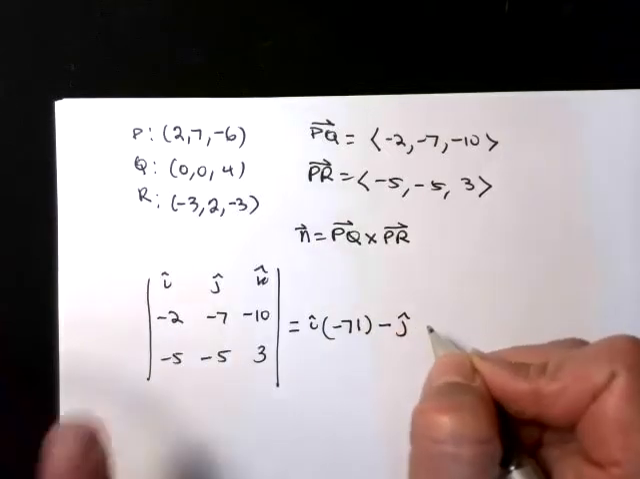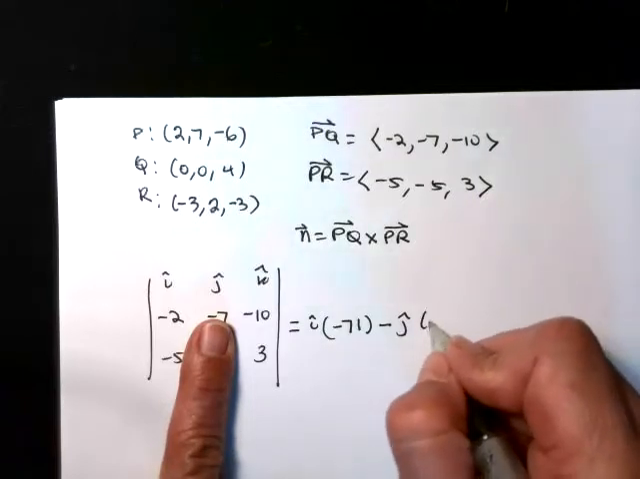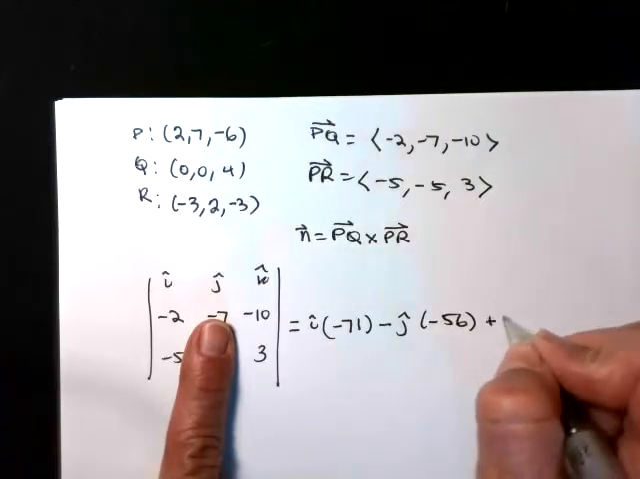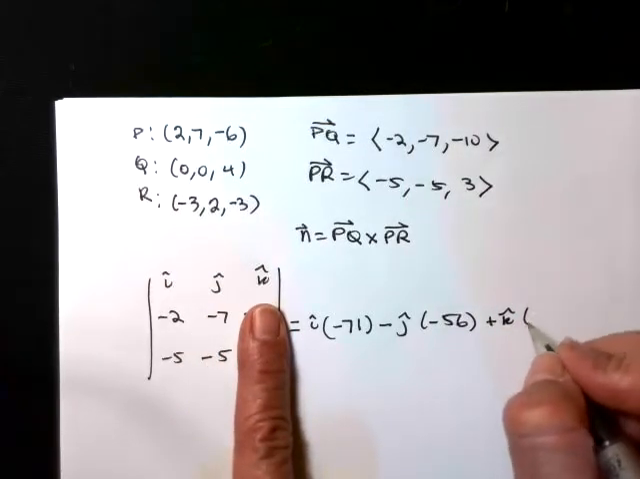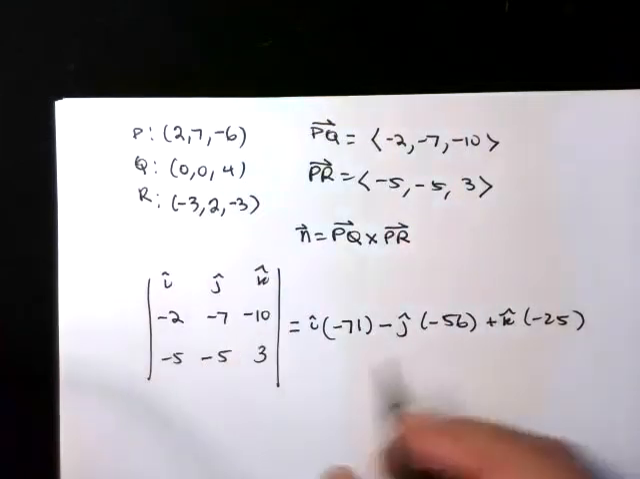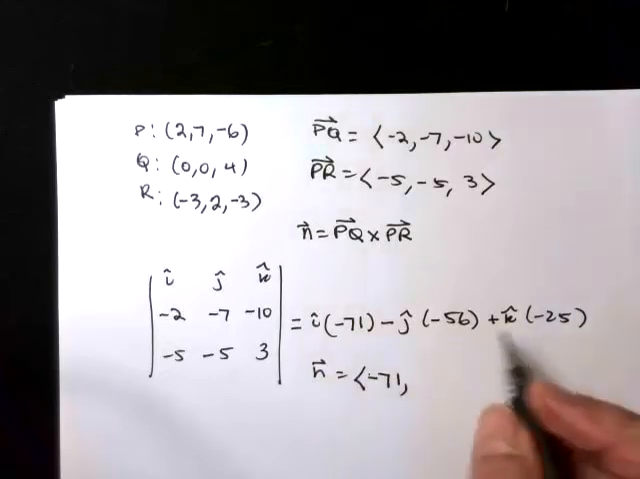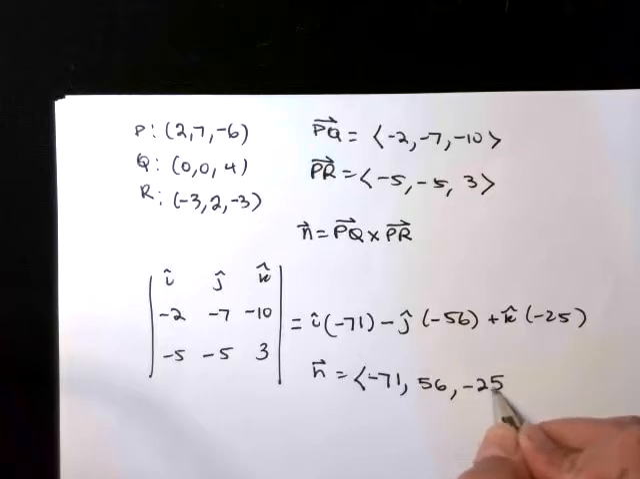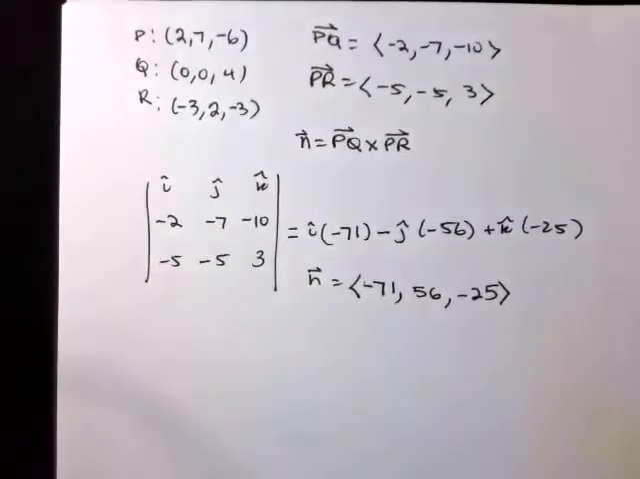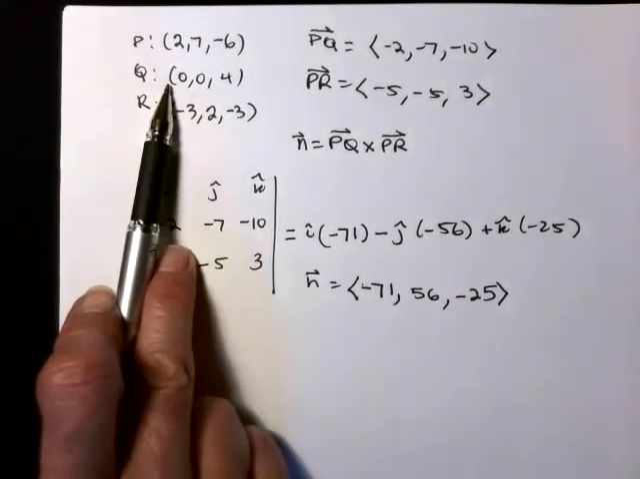And then minus j hat. Negative 6 minus 50. Oh dear. Negative 56. And then k hat. I get 10 minus 35. So my normal vector is negative 71, positive 56, negative 25. Well, that's an odd vector. That's okay. It's still fine. We've got lots of points to choose from. I'm going to go ahead and grab Q because it's got lots of zeros.